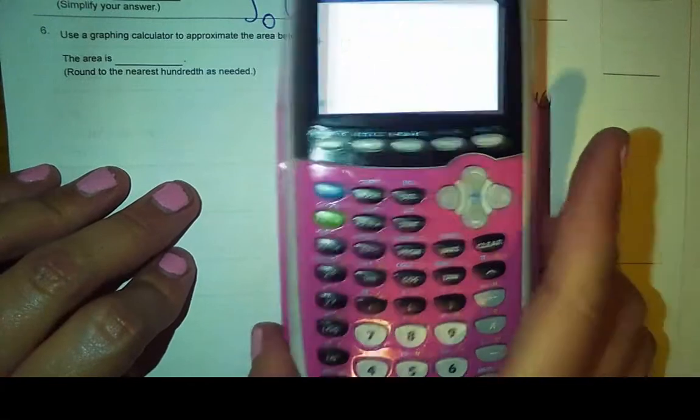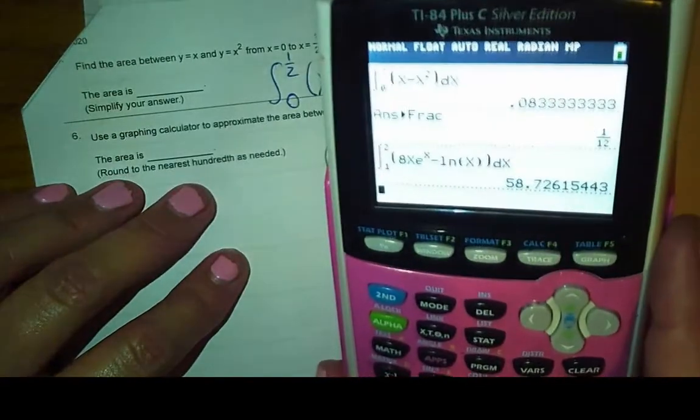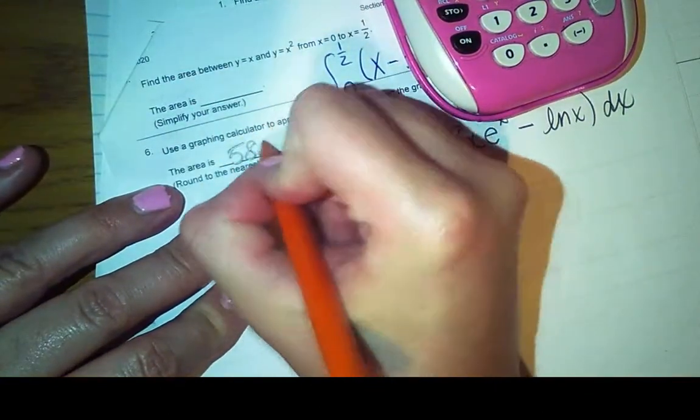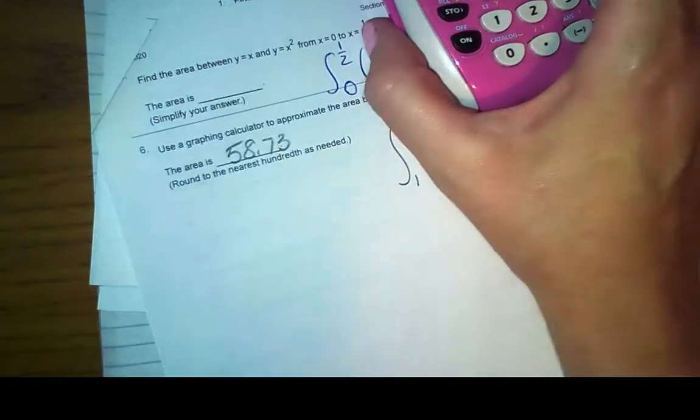And that is going to give us 58.726. So to the nearest hundredth is going to be 58.73. So 58.73. And that is that section.